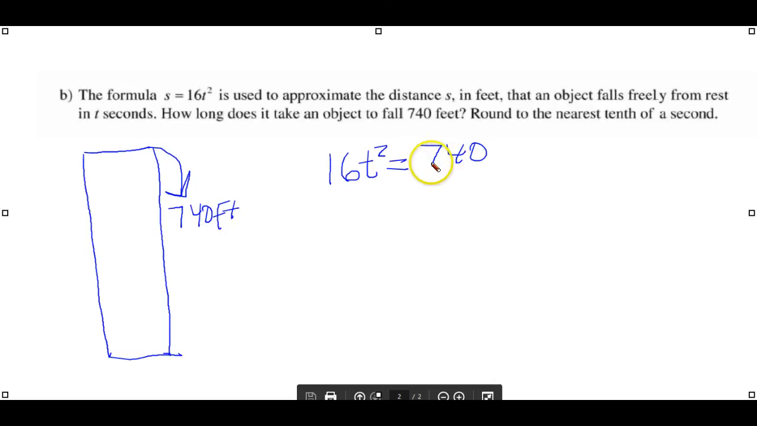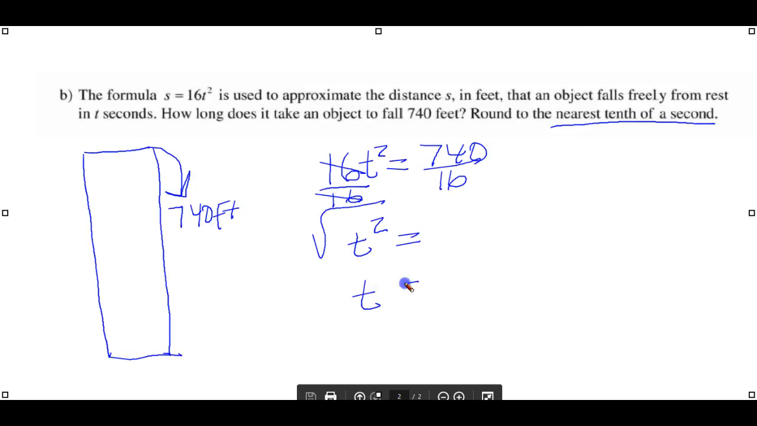So how do we solve this? Well, we want to solve for t. We want to know to the nearest tenth of a second, and t is time. So we divide both sides by 16, and we get t squared equals this. Then we take the square root of this side to get t.